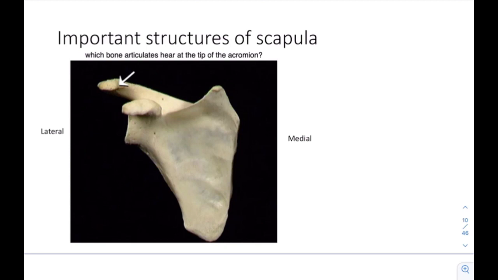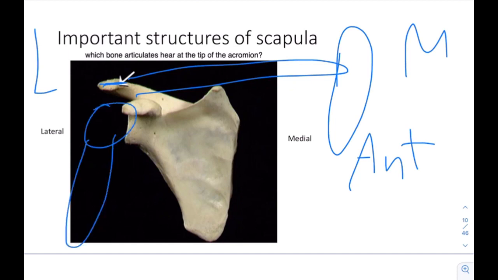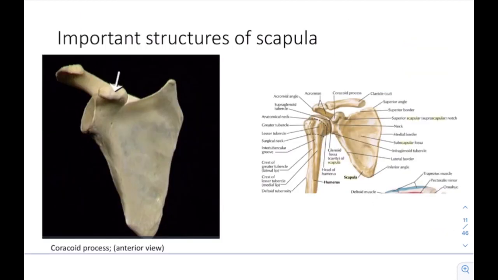Okay, so this is an anterior view. Which bone articulates here? We just mentioned it. It's actually the clavicle. So it goes here like this, and the sternum would be here. So this is medial, this is lateral. And the head of the humerus would be here. So this is your arm. Okay, this is the coracoid process. Again, this is an anterior view. It's right here.